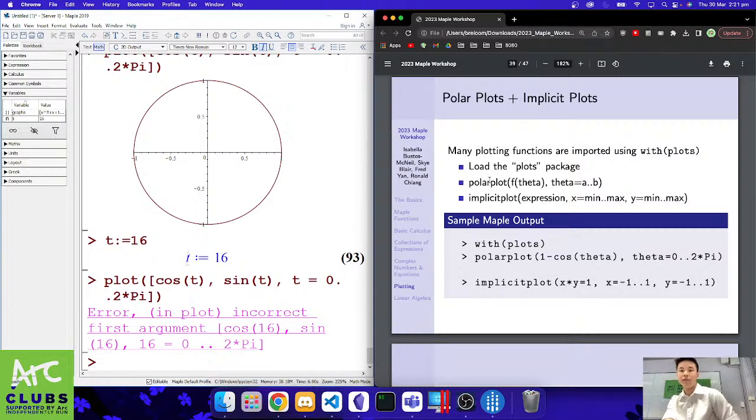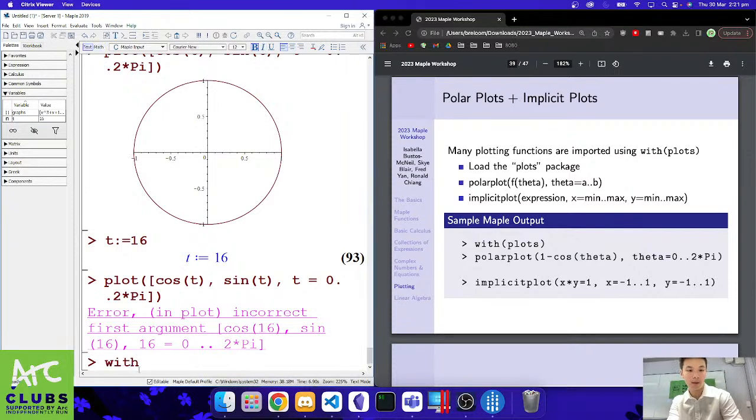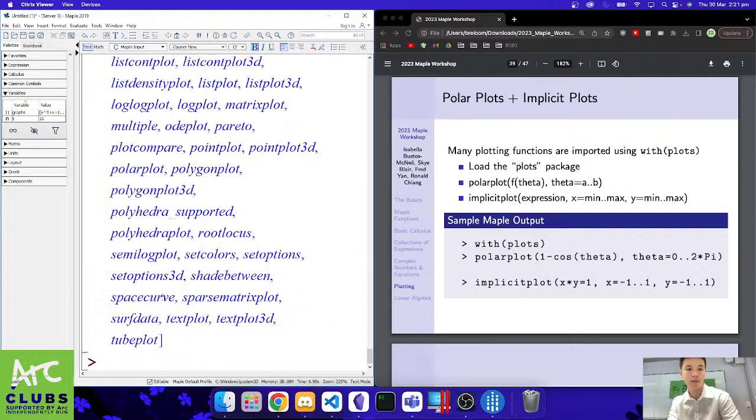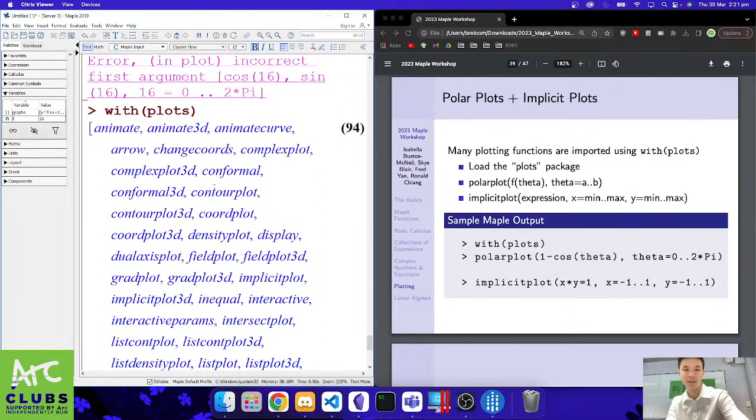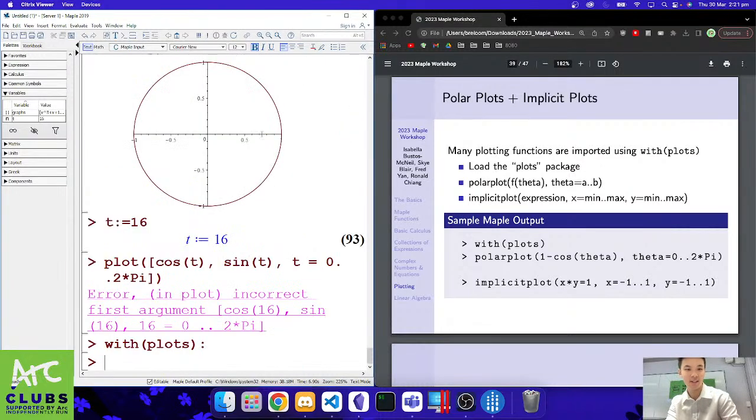The last two types of plots that you can get are polar plots and implicit plots. These two aren't built into Maple. You first have to import the plots package. Remember, to import a package, we use the with command, and inside the with, we have plots. As you can see, we get a list of extra functions that we can call. To hide this, we just add a colon at the end and hit enter.